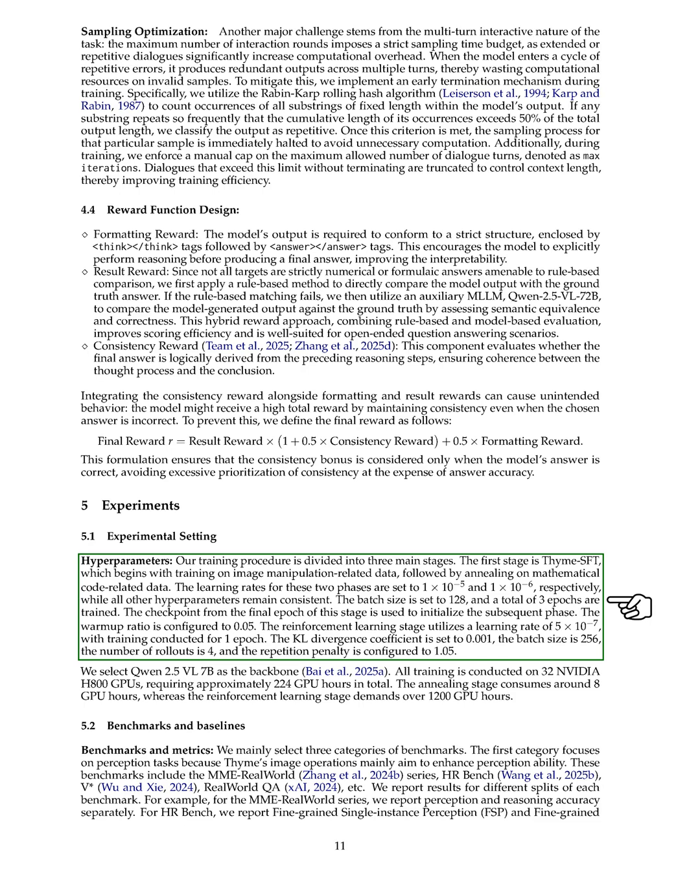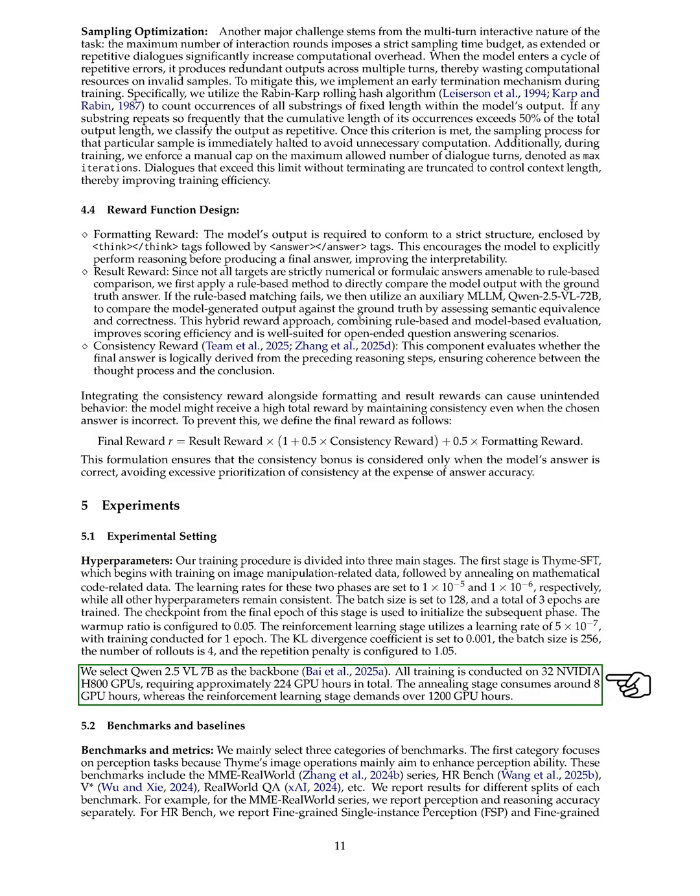In the reinforcement learning stage, we use a learning rate of 5 × 10^-7 and train for 1 epoch. The KL divergence coefficient is set to 0.001, with a batch size of 256, 4 rollouts, and a repetition penalty of 1.05. We choose Qwen 2.5 VL 7B as our backbone and conduct all training on 32 NVIDIA H800 GPUs, totaling about 224 GPU hours. The annealing stage takes around 8 GPU hours, while the reinforcement learning stage requires over 1,200 GPU hours.